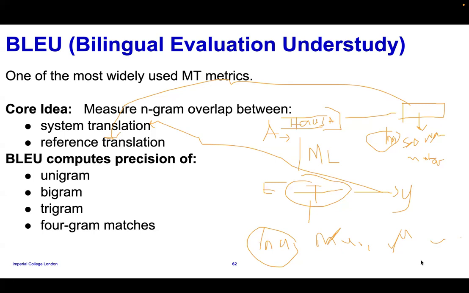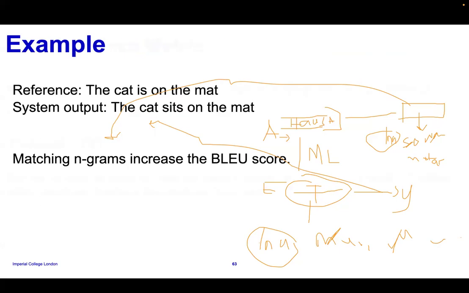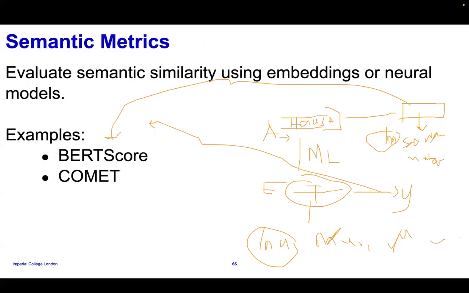If it compares these two sentences and they mean the same thing, then it can give a high accuracy, rather than comparing the number of lexical matches or overlap. So this approach, which we call semantic metric, comes from the word semantic, meaning meaning. A semantic metric evaluates semantic similarity using embeddings or neural models.